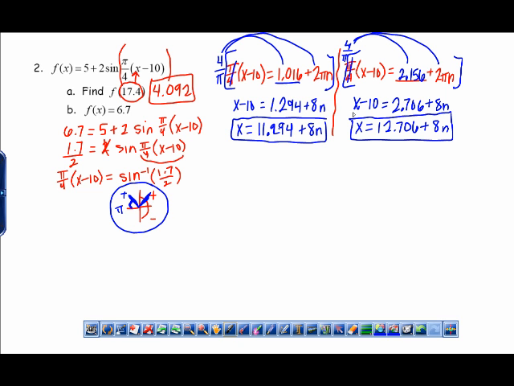Okay, so now let's find the first three values. So first three positive values, it looks like we might want to pick 11.294 and 12.706, but actually remember that n can be positive or negative. So you're not just adding 8, you could also subtract 8. And if I subtract 8 from my 11.294, I get a positive value that's smaller. So since I'm finding the first three positive, I really need to subtract 8 in this case.